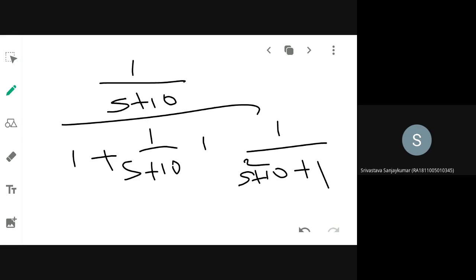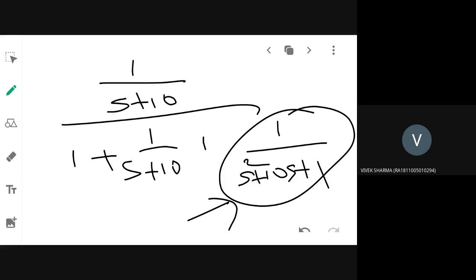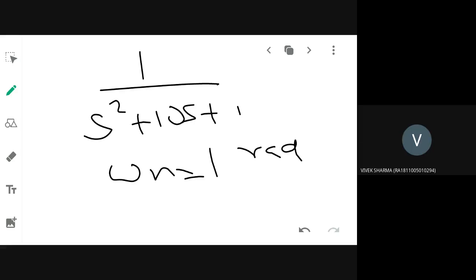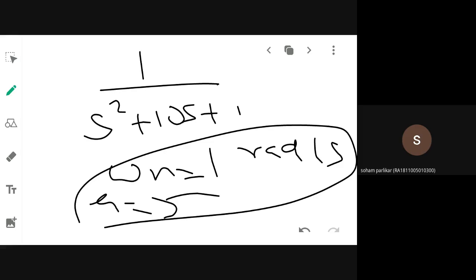Okay, 1 divided by s square plus 10s plus 1. What is omega n and what is zeta, you tell me. Omega n is 1 radian per second, and zeta is 5. Yes, zeta is 5. Okay, these are simple problems which are easy to solve, rather than going for derivation and all.